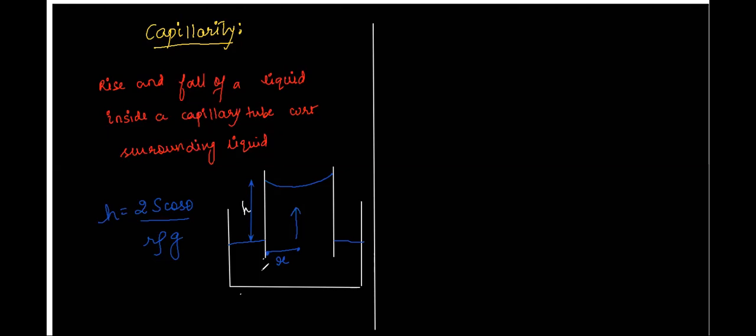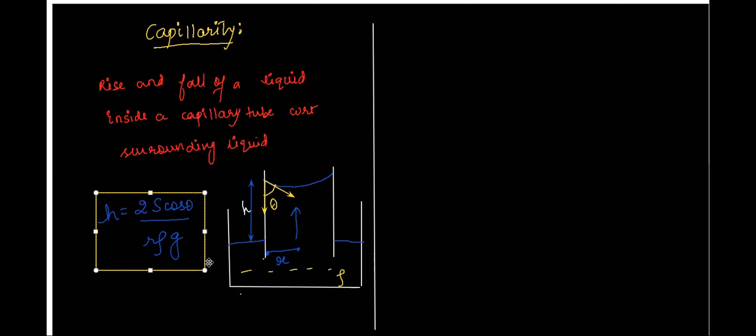This theta is the angle of contact between the liquid surface and the vessel. And of course, S we know is surface tension. Rho is the density of the liquid. So this is how you get this height. You should very well mark how h depends upon rho and r.